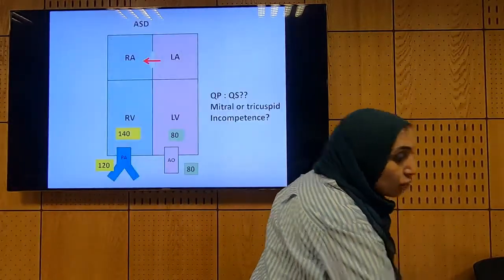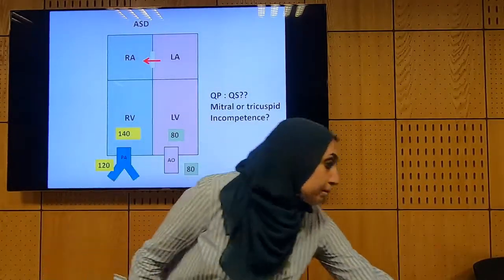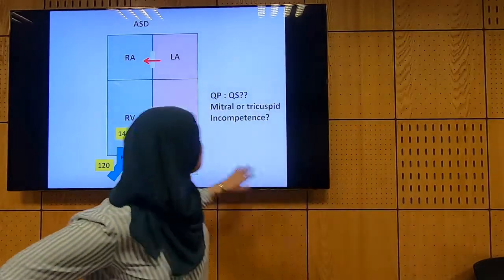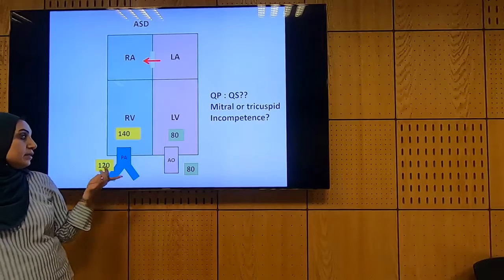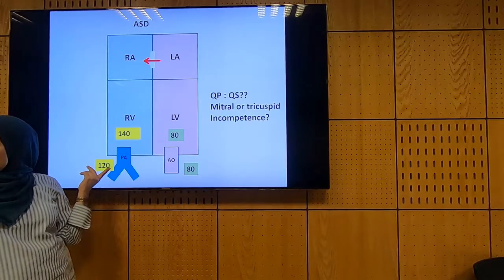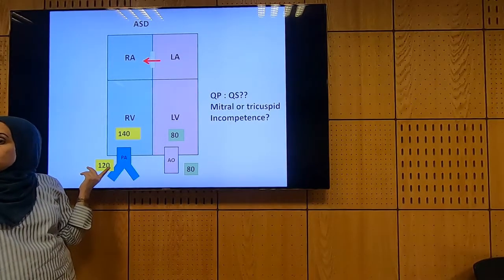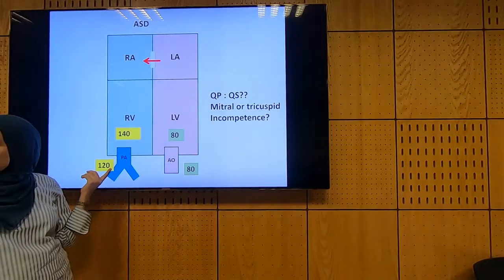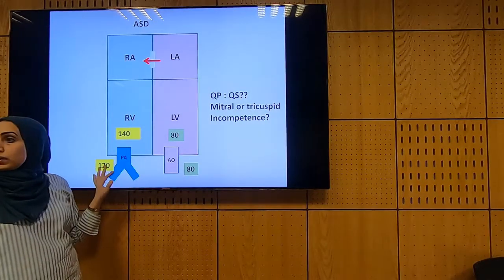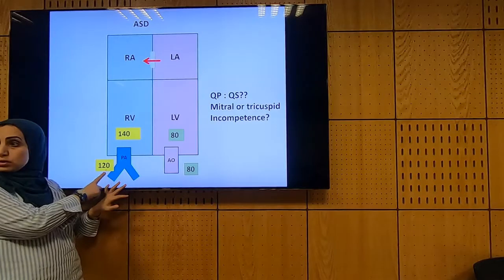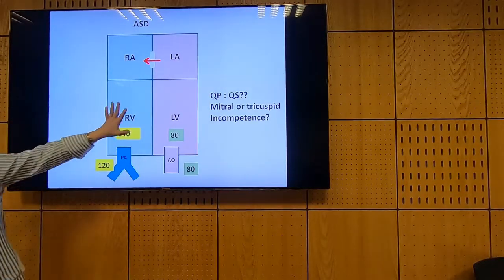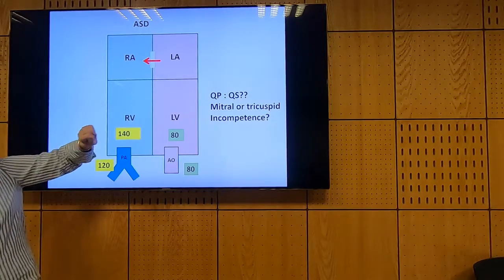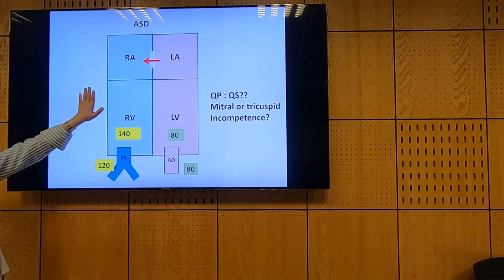If we draw it that way, we have here the aorta receiving 80 and the pulmonary receiving 120. It shouldn't be like that. What goes to the aorta should be equal to what goes to the pulmonary, unless we have a shunt. So actually we have here a shunt, with more blood going here, and we have a volume overloaded right ventricle. So actually this is a typical case of an ASD.